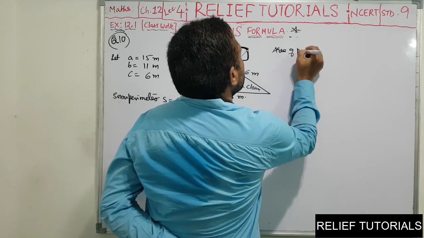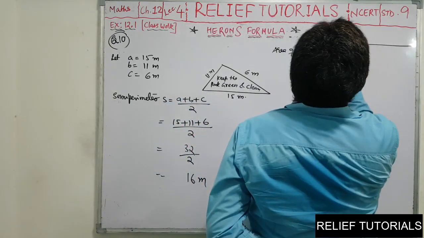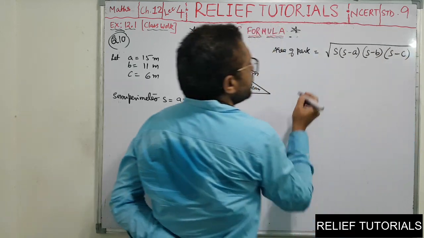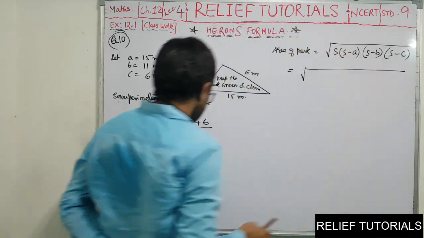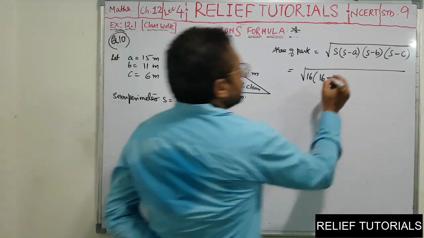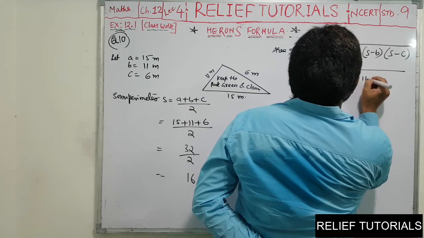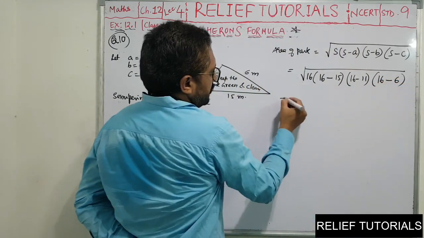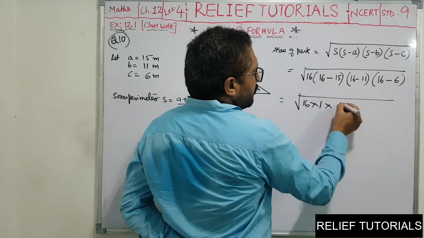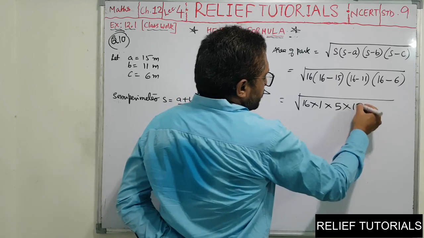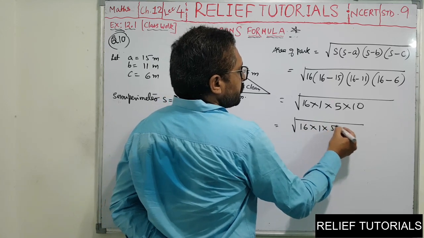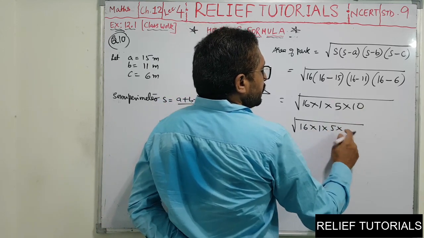So area of park or required area you can write under root of S into S minus A, S minus B, S minus C. So S is 16, 16 minus A is 15, 16 minus 11, 16 minus 6. So here you will get 16 into 16 minus 15, 1, 16 minus 11, 5, into 16 minus 6, 10. So 16 is a perfect square. I will write as it is into 1 into 5 into 10. So 10 I can write 5 twos are 10.